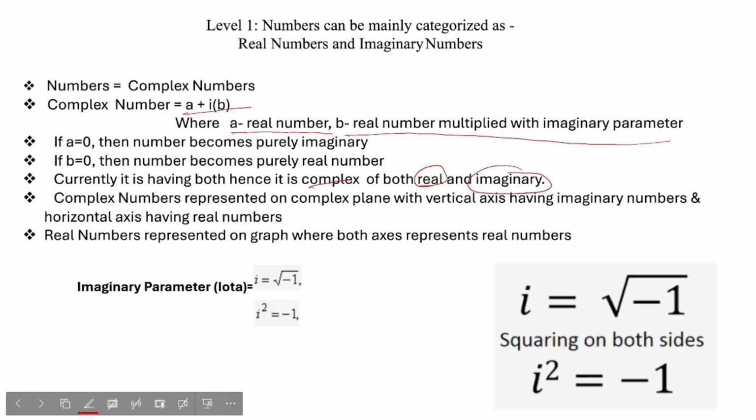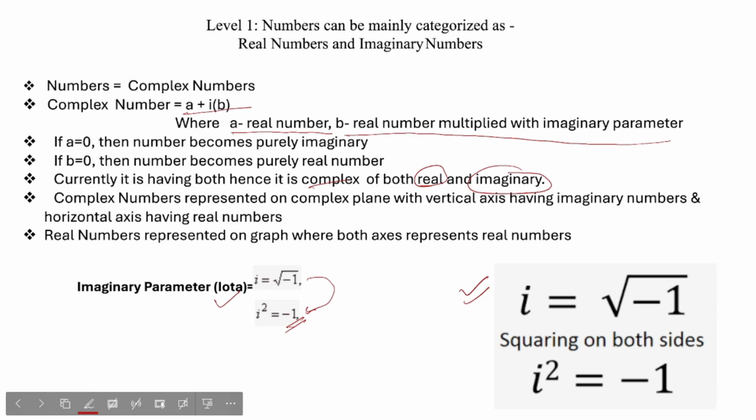Now let's learn more about the imaginary parameter. As we discussed, the imaginary parameter is called iota, and we use it because we get a condition of the square root of -1. And why do we use these imaginary numbers? Because on squaring both sides, this imaginary number turns into the real number -1, as you can see in this picture.